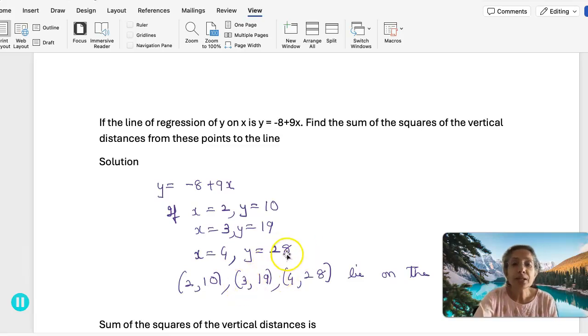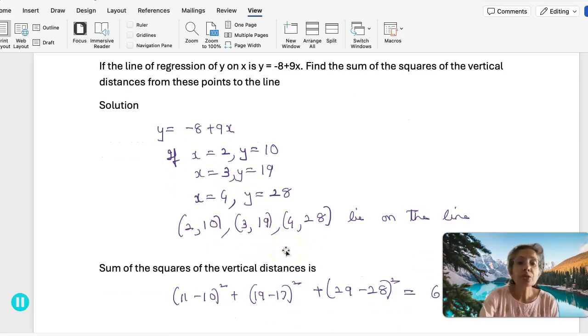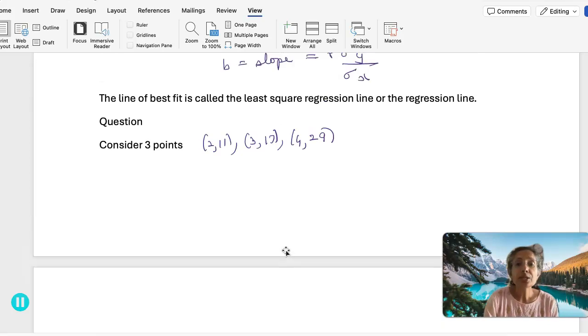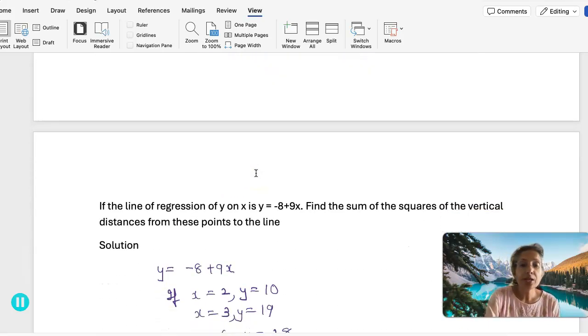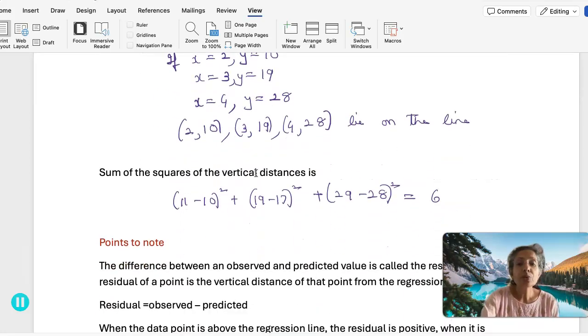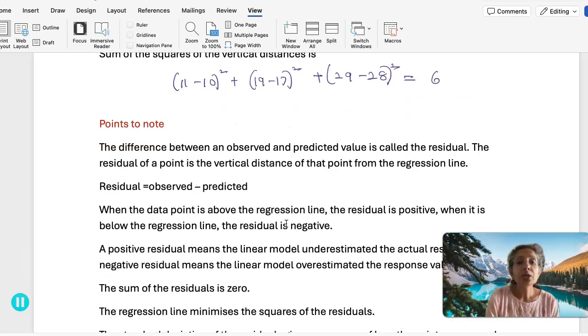So we subtract these from the original y coordinates, which are 11, 17 and 29. So the sum of the squares of the vertical distances will be (11 - 10)² + (19 - 17)² + (29 - 28)², which is 6. Now, there are some points to note. The difference between an observed value and a predicted value is called the residual.